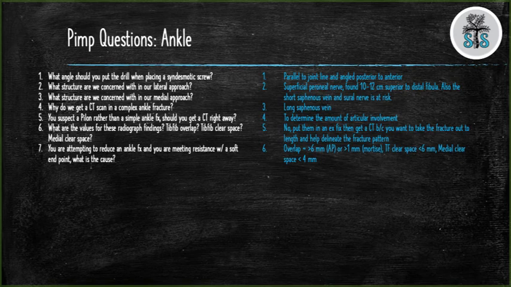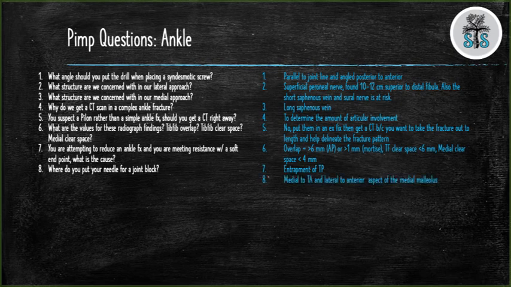Question 7. You are attempting to reduce an ankle fracture, and you are meeting resistance with soft tissue endpoint. What is the cause? This is caused by entrapment of the tibialis posterior. Question 8. Where do you place your needle for a joint block to the ankle? You need to place your needle medial to the tibialis anterior and lateral to the anterior aspect of the medial malleolus. Question 9. What are the ligaments that make up the syndesmosis?